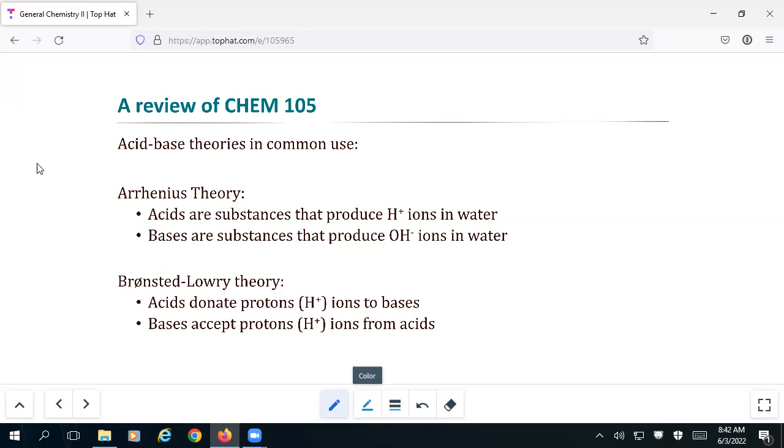And so when those acids get put into water, that hydrogen ion pops off of that acid, and that's what makes it an acid. And when we put those bases into water, that hydroxide ion pops off of that base, and that's what gives it its basic qualities and its basic properties.